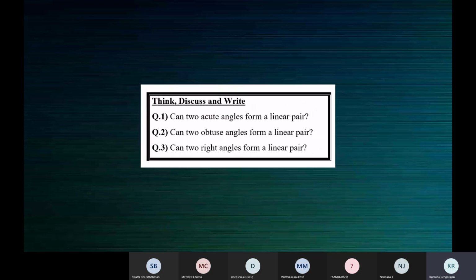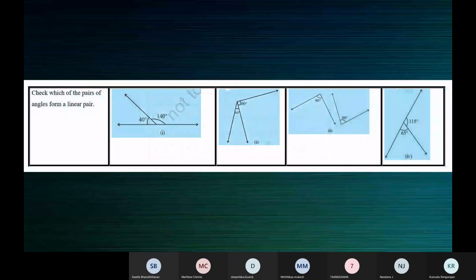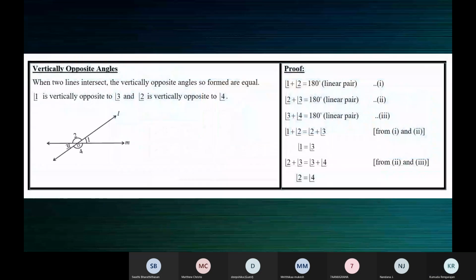Very good. Okay. Yes, children, go through this proof. I'll give you 5 minutes for this. I'll be asking you to explain. Just have a look at the proof.